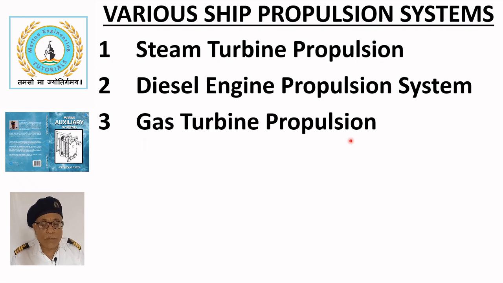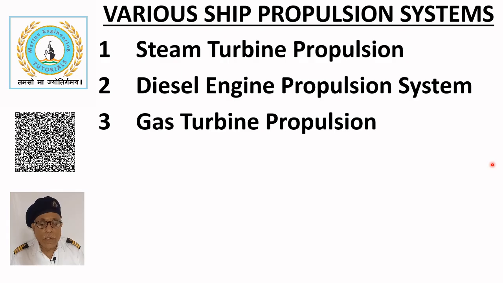Gas turbine propulsion. A gas turbine is similar to an aircraft engine in which air is compressed, fuel is injected and burned, and high temperature gases expand through turbine blades producing power. These are used for high speed vessels and naval ships such as destroyers and frigates. They have very high power to weight ratio and start and accelerate quickly. They have high fuel consumption and maintenance is expensive.